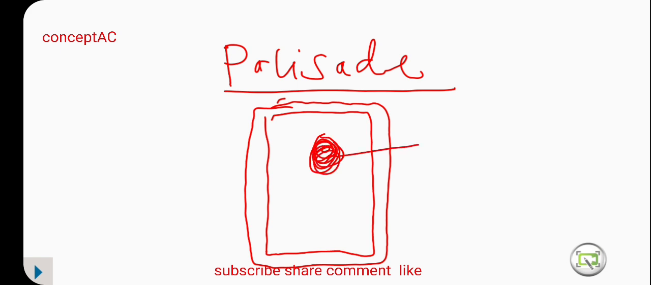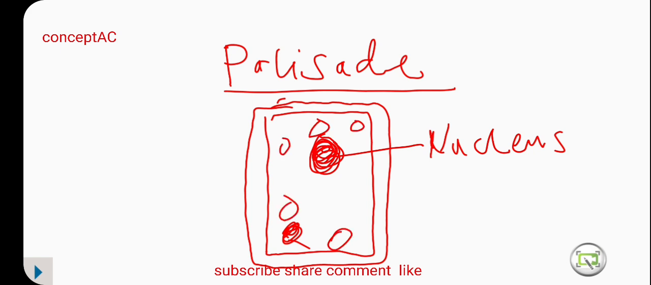Which part is responsible for the photosynthesis? It's chloroplast. So chloroplast is abundant in this. So there are a lot of chloroplasts, and this is the vacuole. So this is the palisade cell. That's where photosynthesis takes place. So what makes this palisade cell do its function? Because of the high concentration of chloroplasts.